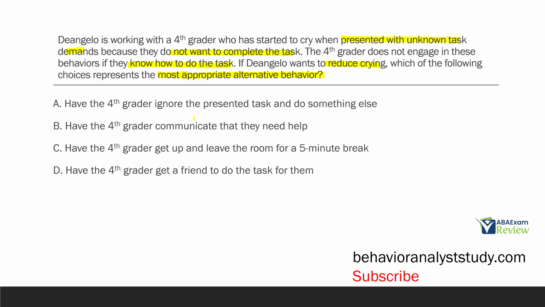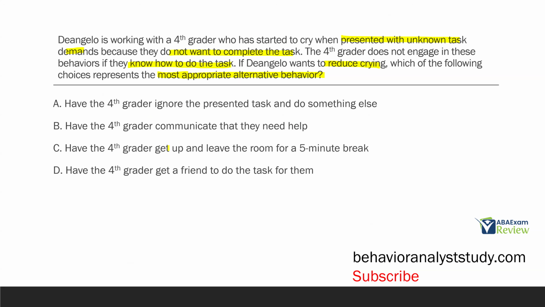A, have the fourth grader ignore the presented task and do something else. A might stop the crying, but it doesn't solve the issue because next time the unknown task is presented, the fourth grader is likely to cry again, and the fourth grader is not engaging in learning the task. So A doesn't really fit.